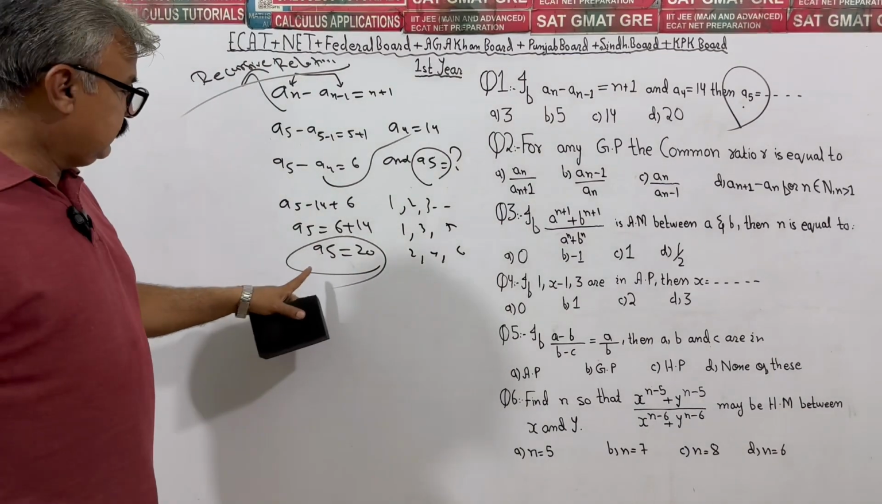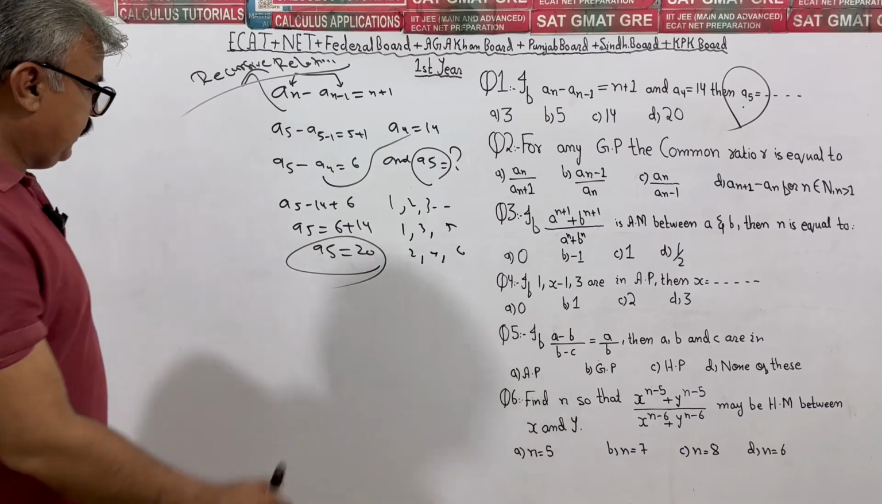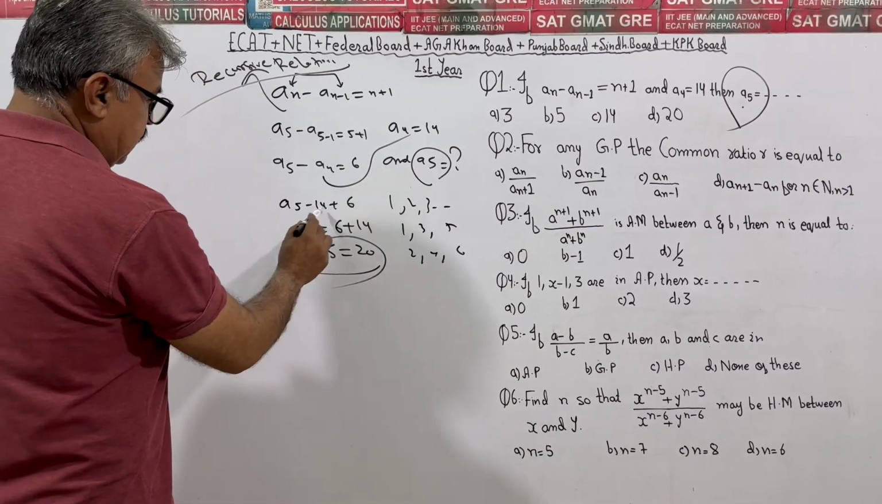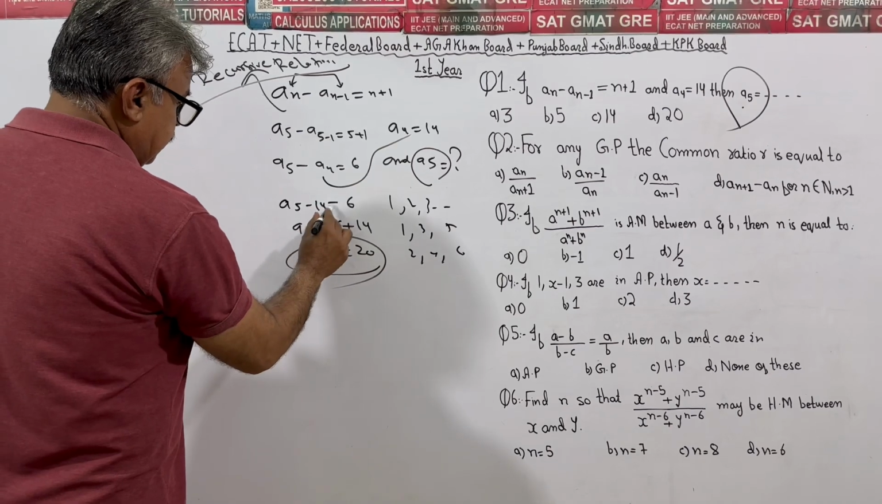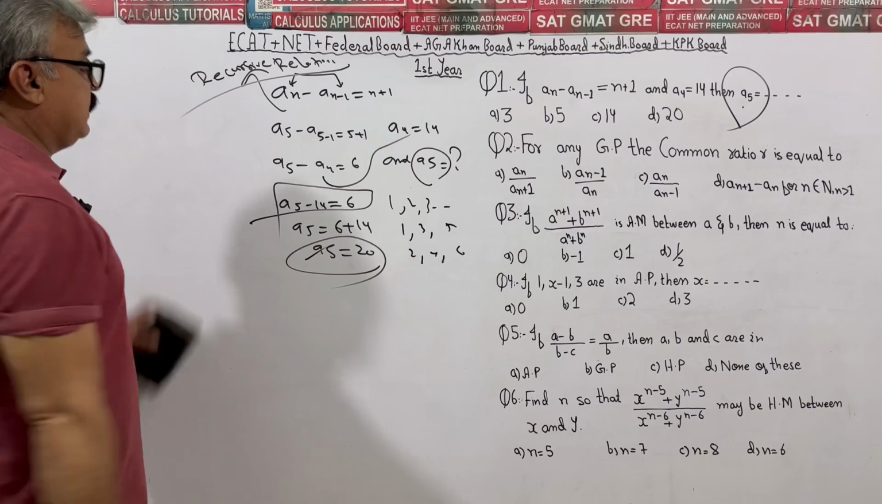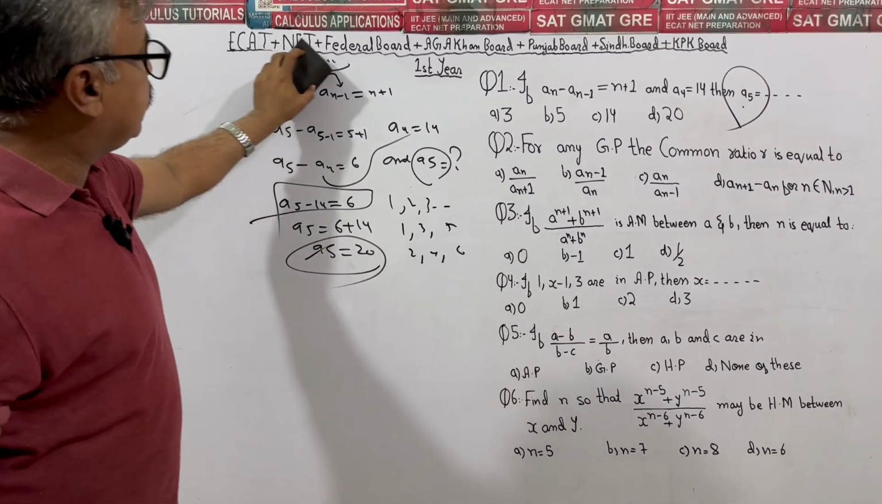Okay. a5 is equal to 20. So 20 is our answer. a5 minus a4 is equal to 6, and a4 is 14, so a5 is 20. The fifth term, 20, is our answer.